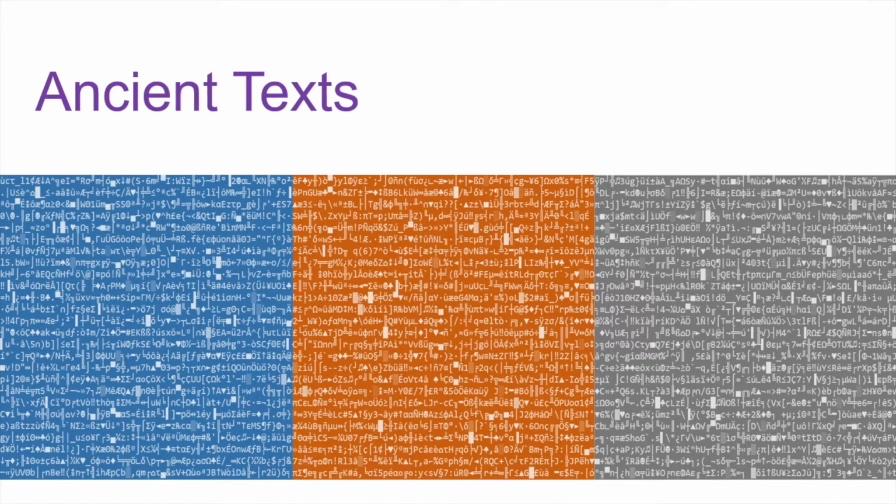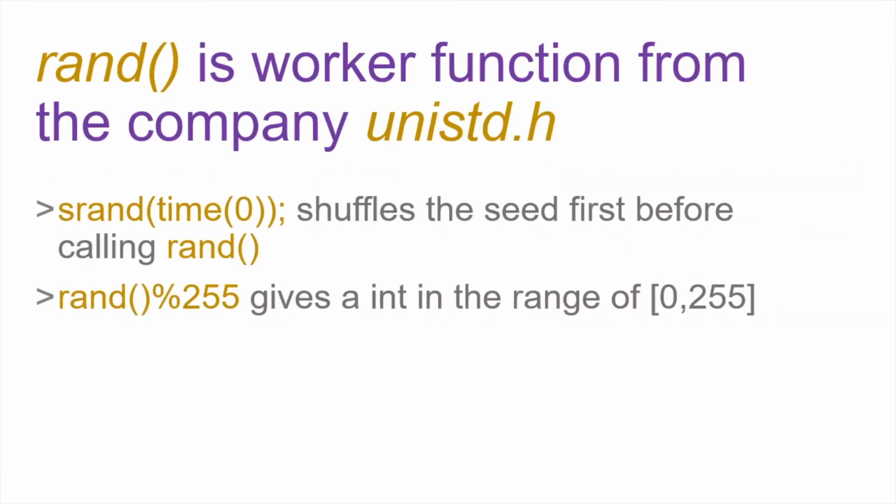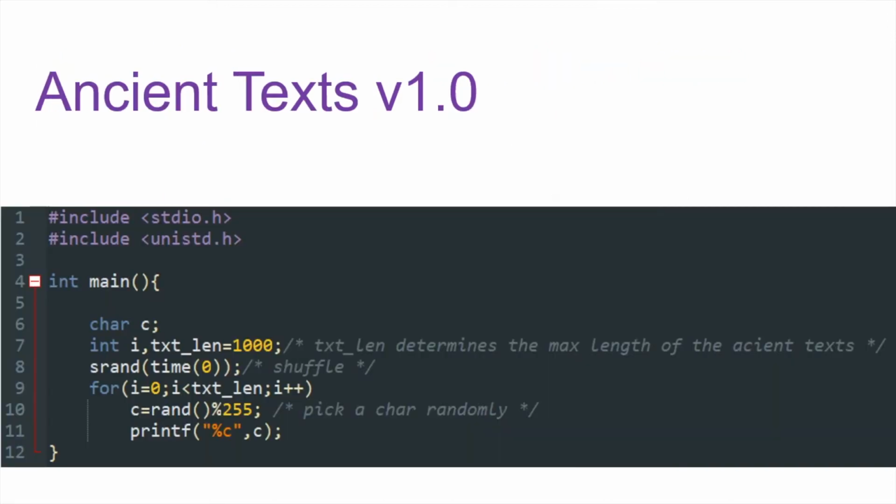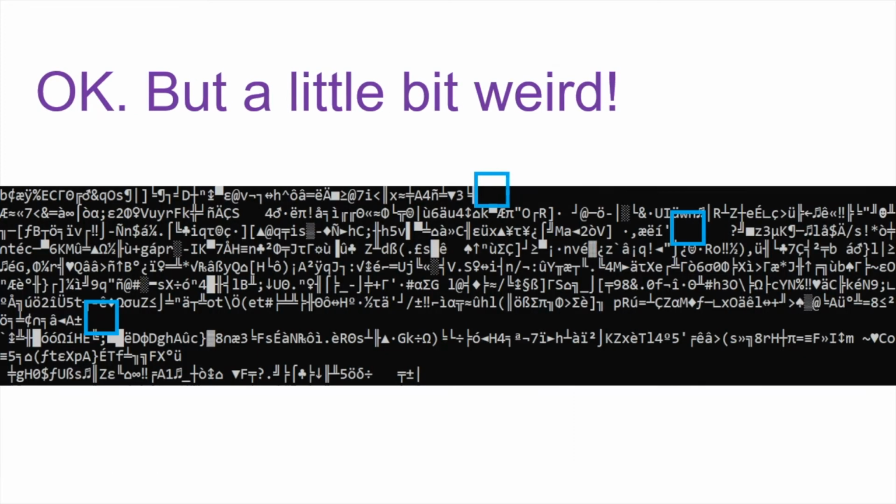You might recall last time we were working on these ancient texts, which we have implemented in a way that we're using this rand function to randomly create a number in the range of 0 to 255, and then we print them out on the screen. So that's the program we're doing, and this is the result. It's okay, however it's a little bit weird because it's not that compact.